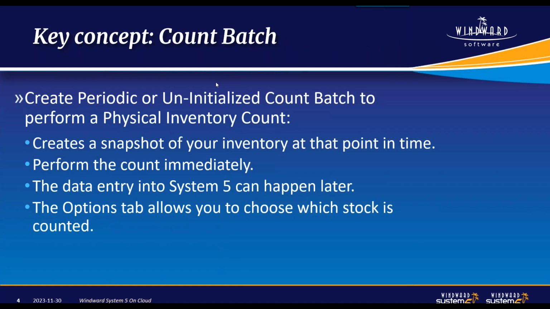So the first concept we're going to talk about is the concept of a count batch. So this is, how do I choose which inventory I'm going to count? And how do I group it? Now there are two basic styles here. One is a blank count, where you just tell the system what you're going to count as you go. And the other one is a periodic count, which is the system tells you what it believes you have, and then you tell it what you find. So it sort of guides you as to what to count.